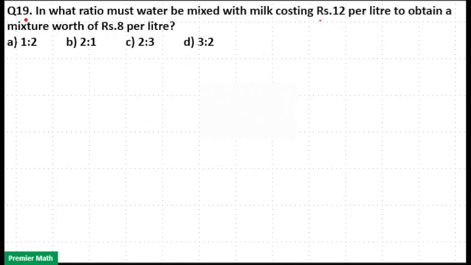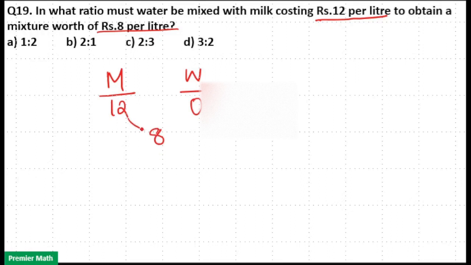Next is, in what ratio must water be mixed with milk costing rupees 12 per liter to obtain a mixture worth rupees 8 per liter? So here milk is 12 rupees, and the question says nothing about the water cost, so you can take it as 0. Then the resulting milk-water mixture will cost 8 rupees per liter.